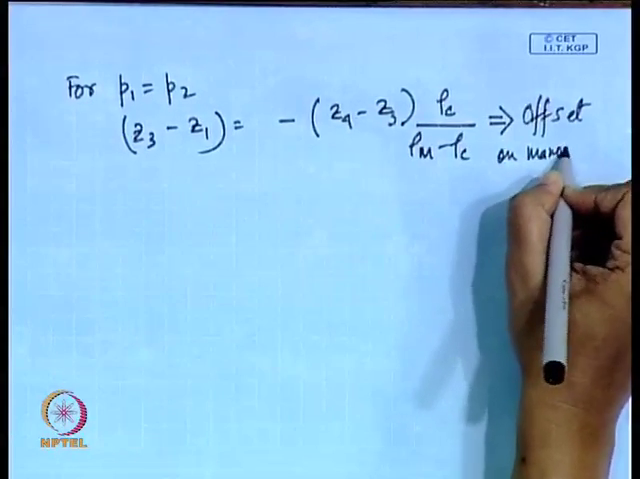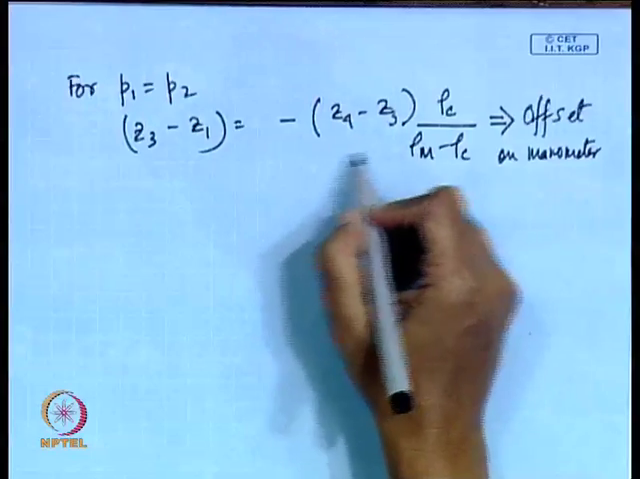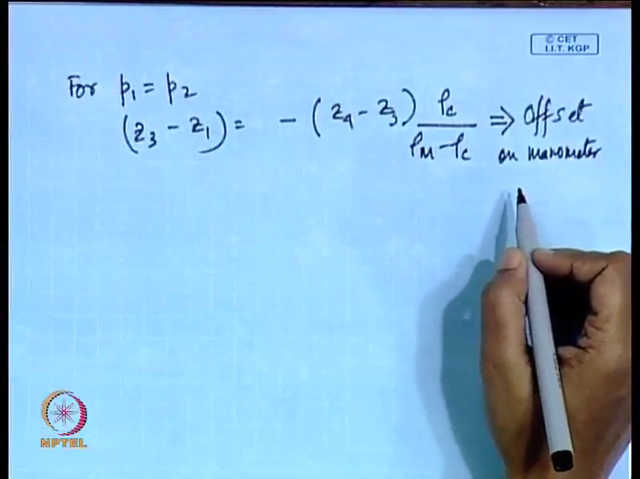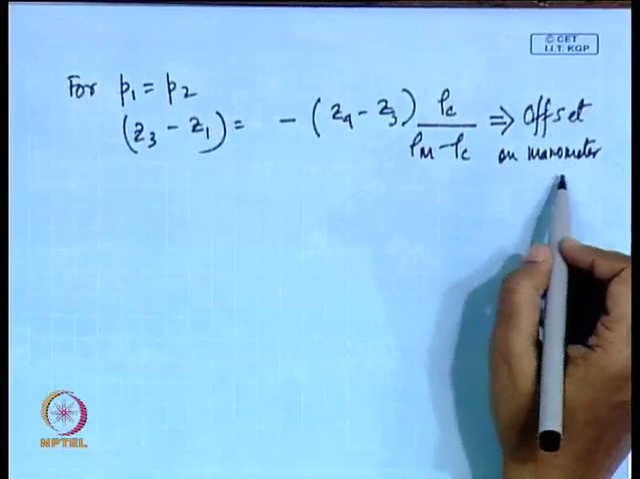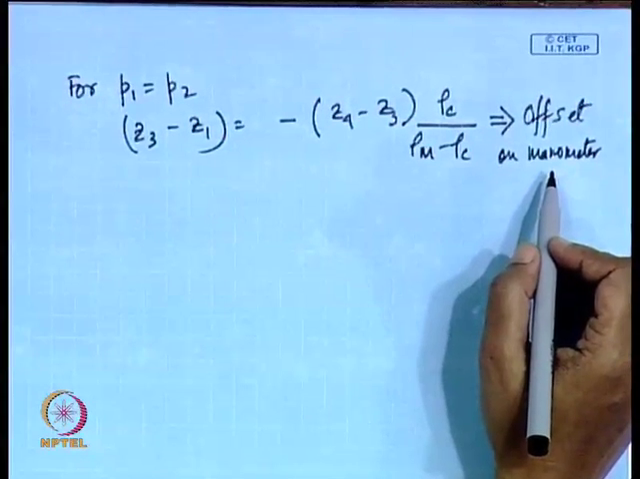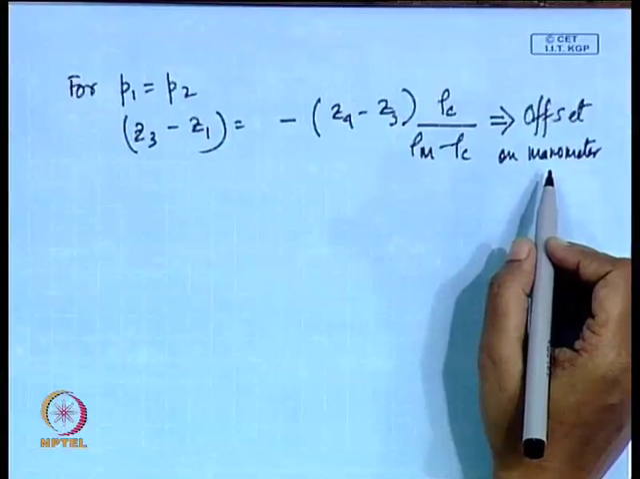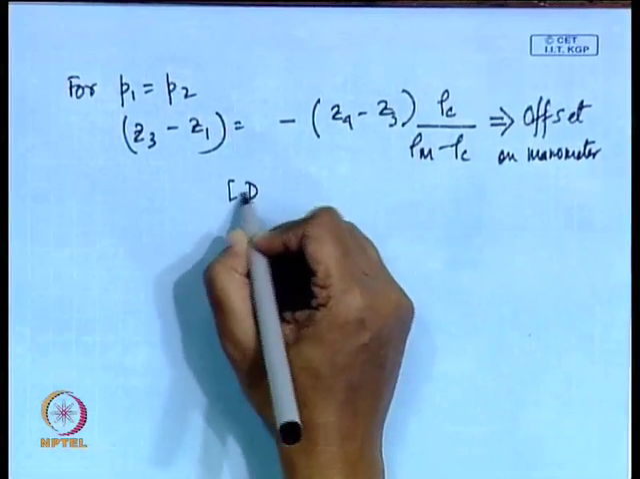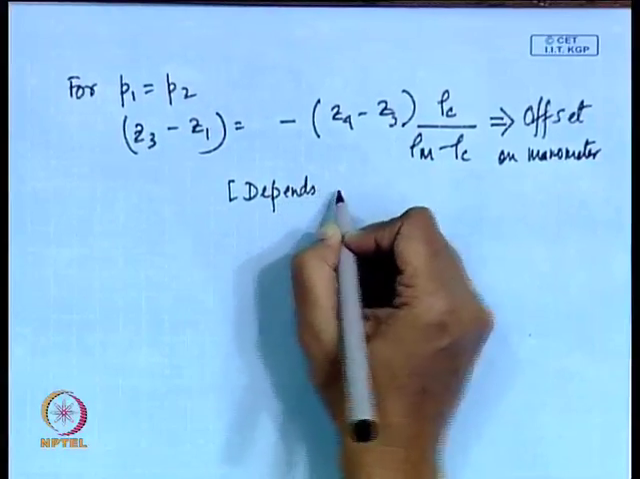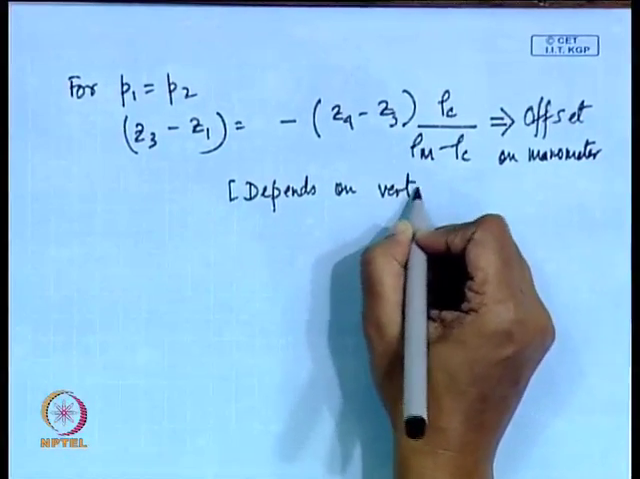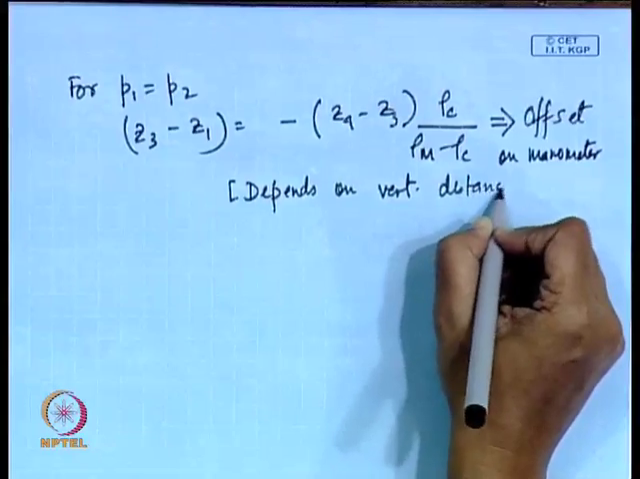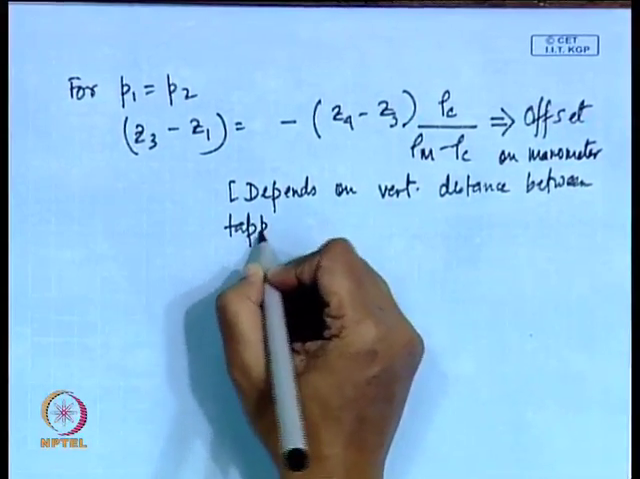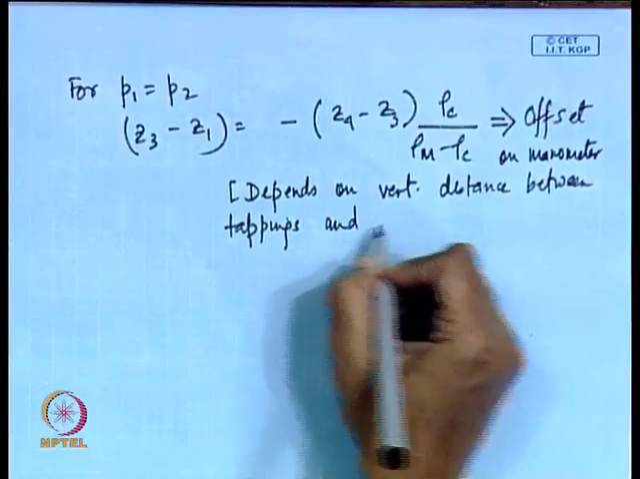Okay. So, this offset has to be kept in mind, that this offset has to be compensated or taken into consideration when we measure the pressure drop. Okay. So, what does it depend on? It depends on the vertical distance between the tappings, and it also depends on rho c, is not it? So, we find the offset depends on the vertical distance between tappings and on rho c, it depends on these two things.